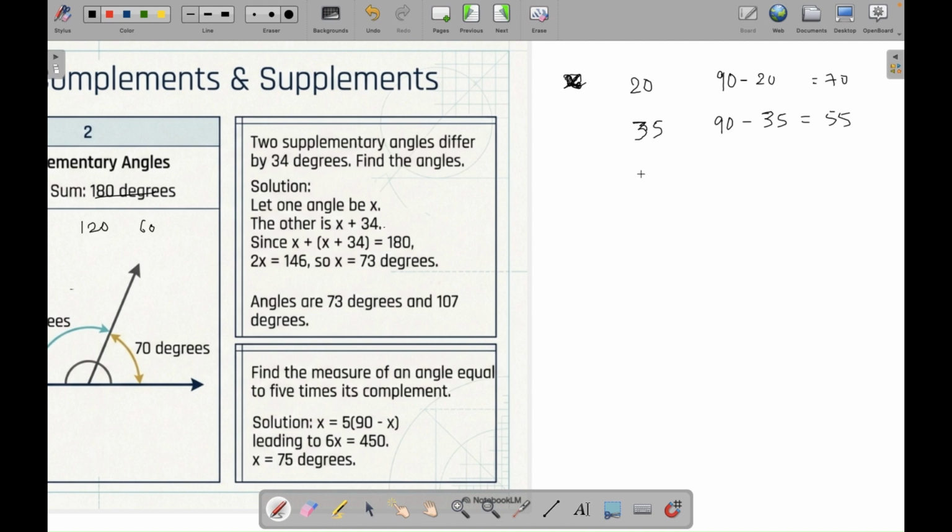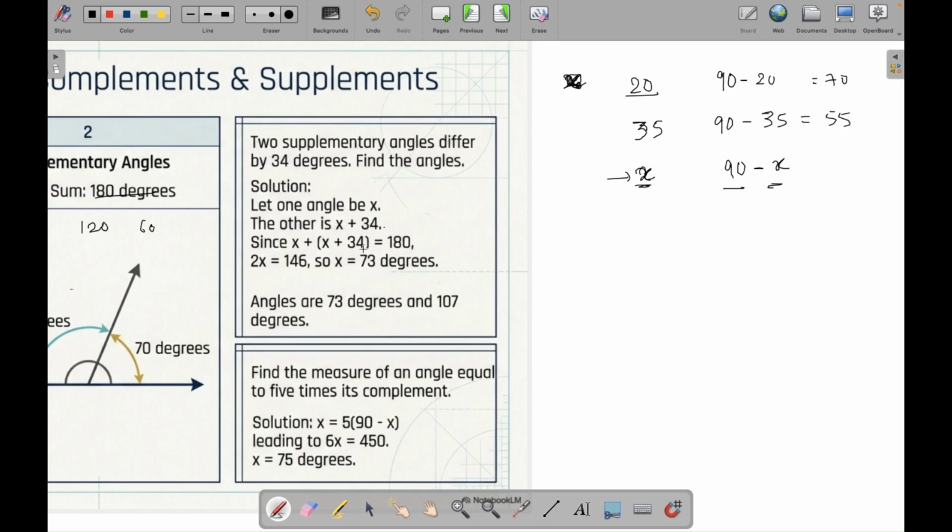Right? So if I give you a general number, say variable x, can I write the complement of x as 90 minus x? Because if it was 20, I did 90 minus 20. If it was 35, I did 90 minus 35. So no matter what the angle is, I should always subtract it from 90 to get the complement. Is this clear? So when I have an angle x and I want to find the complement, it should be 90 minus x.